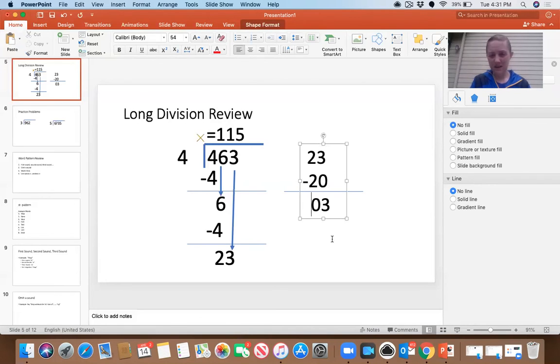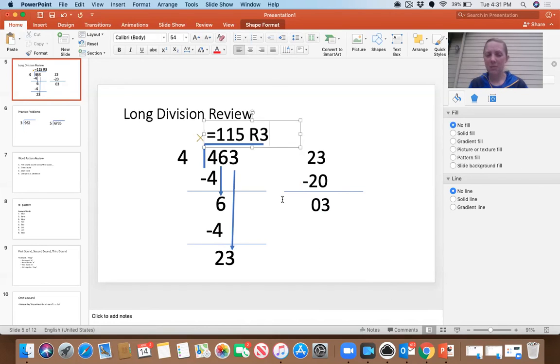So our next step then, can 4 go into 3? No, because 3 is less than 4. So this is where we stop. What do we call this number that we have left over? We call it a remainder. So I'm going to come up here and put R, I have to make that longer. R remainder 3. So 463 divided by 4 equals 115 with a remainder of 3.